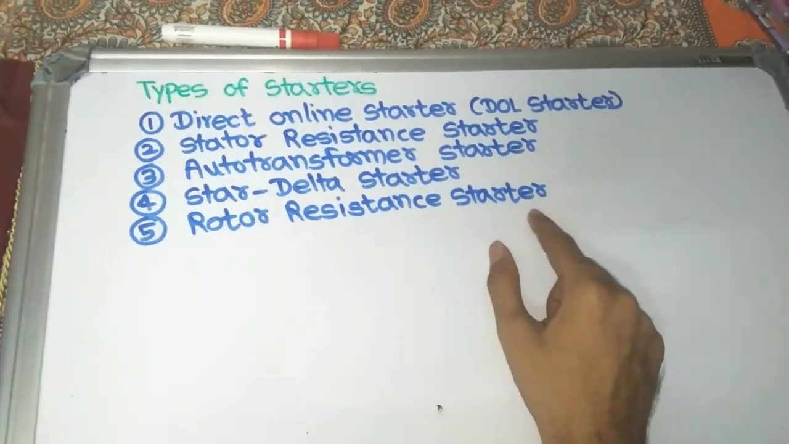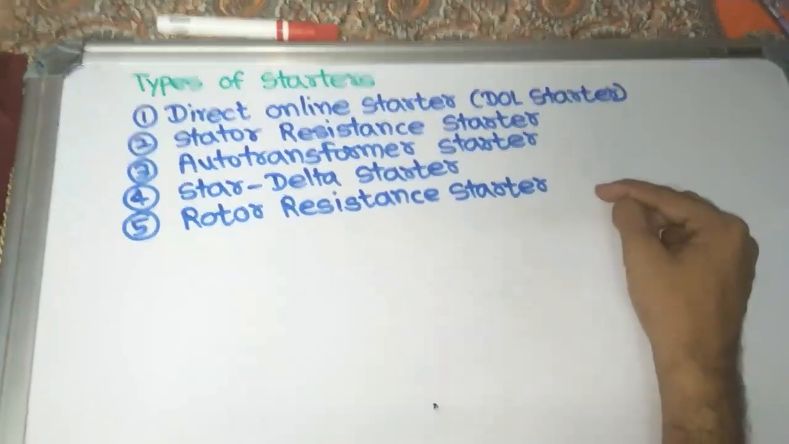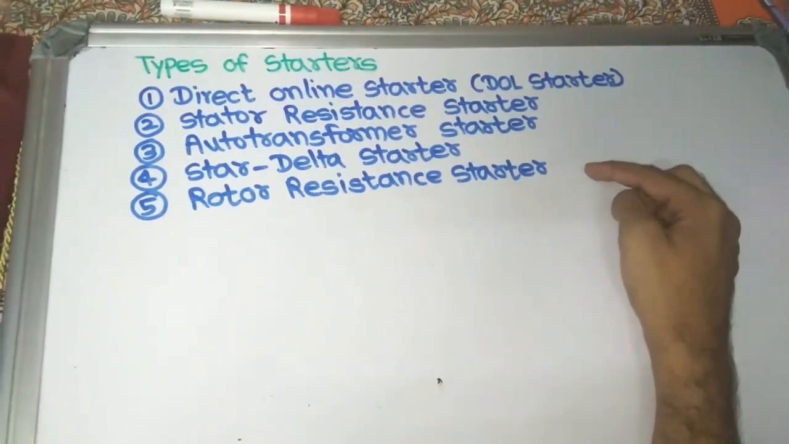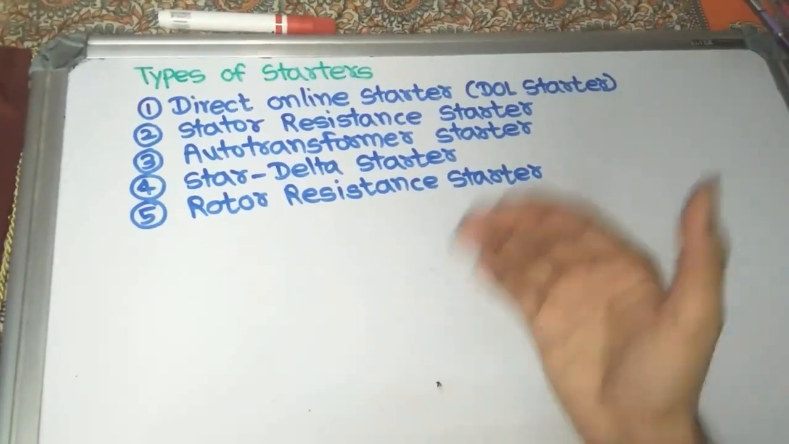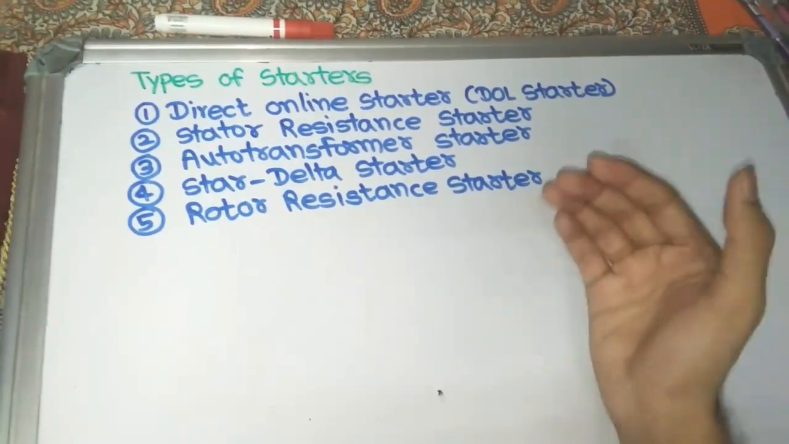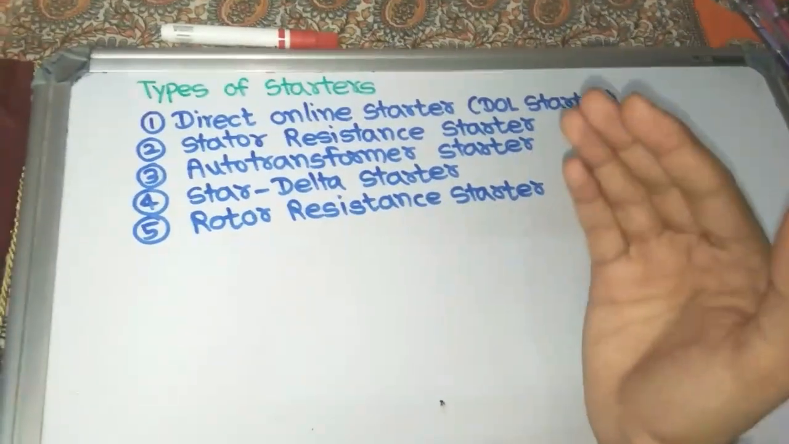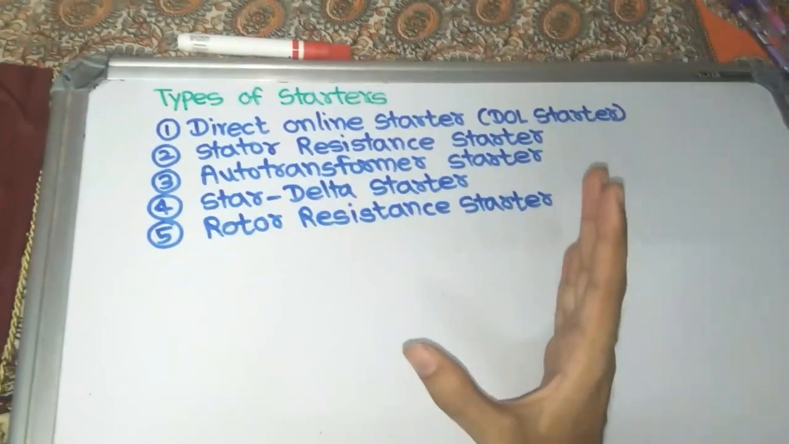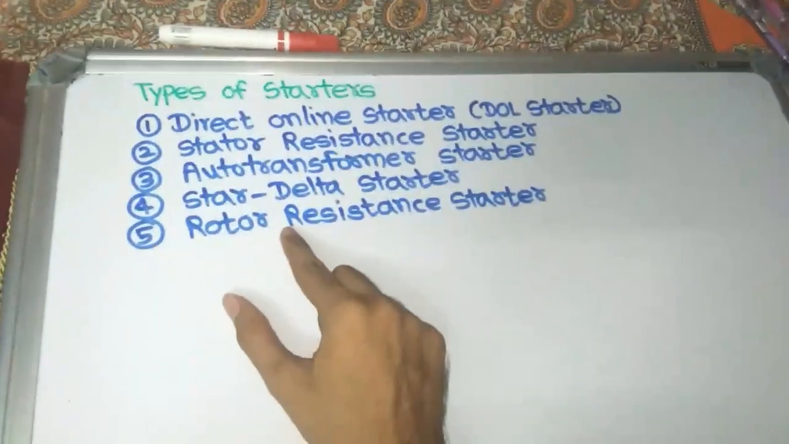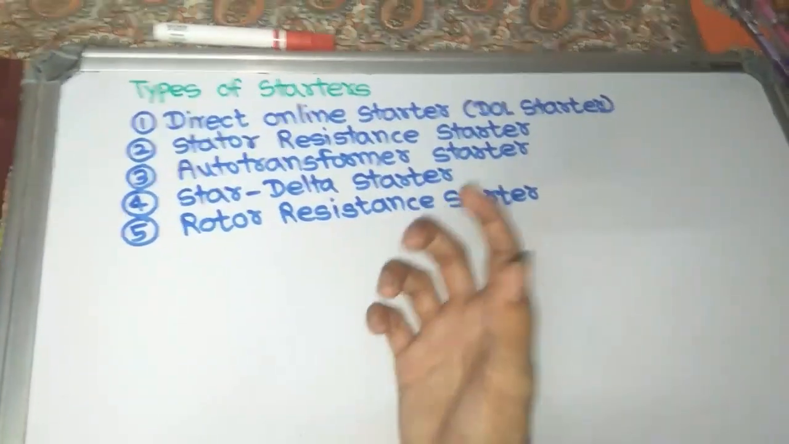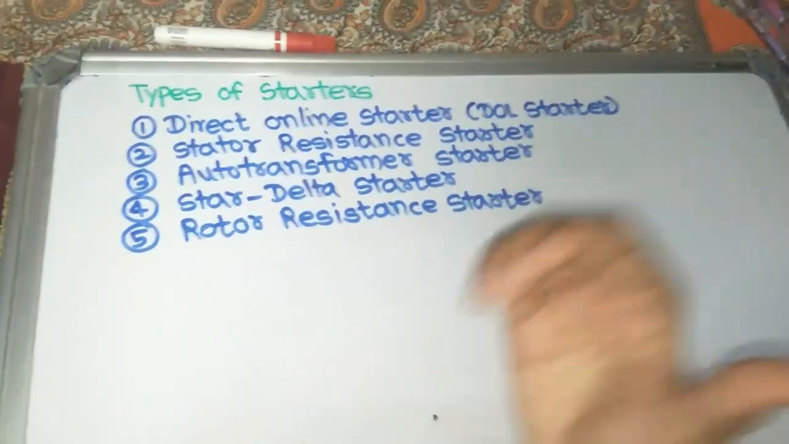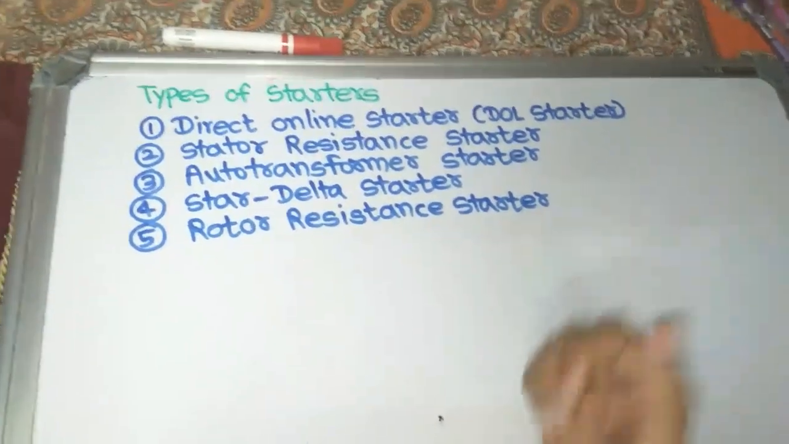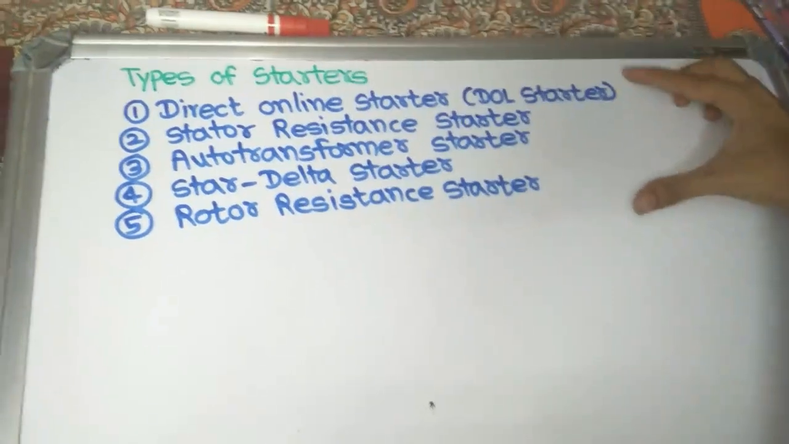And fifth is the rotor resistance starter. This starter is only used for slip ring type induction motors, as the squirrel cage induction motor has no provision to connect resistances on the rotor side, because rotor resistance is always constant in the squirrel cage type. In the slip ring type, we can vary the rotor resistance by connecting resistances externally. So there are these five types of starter.